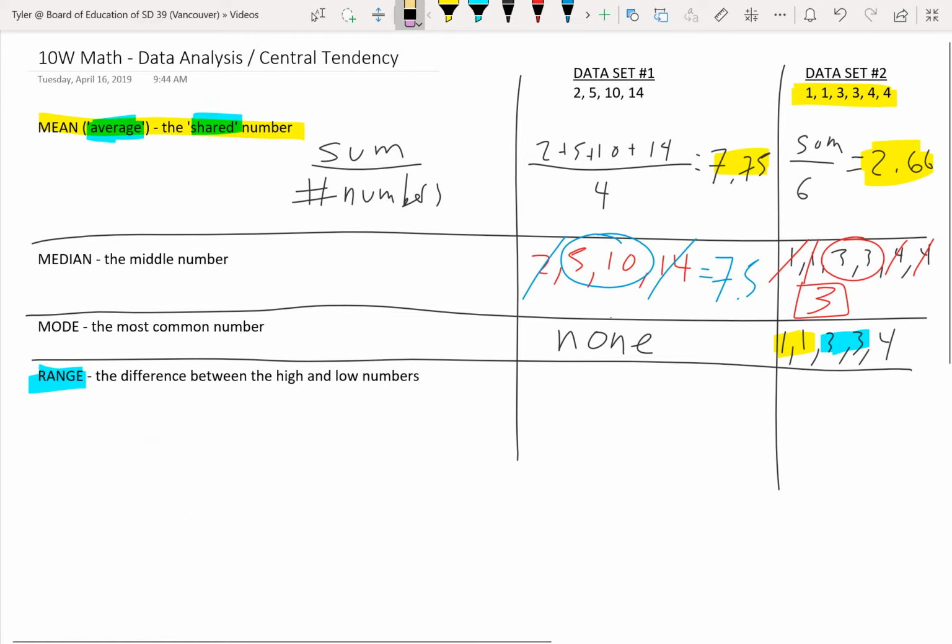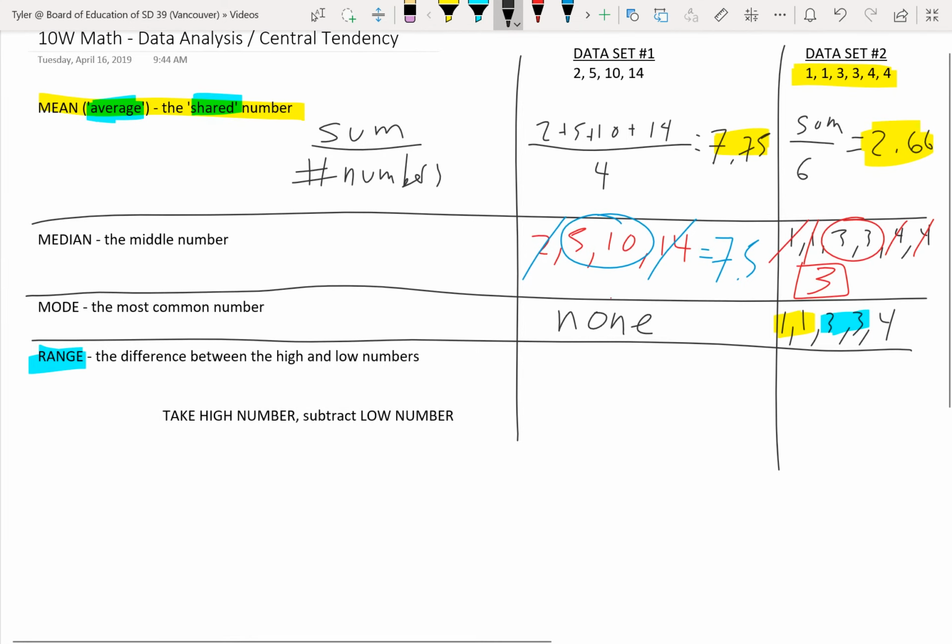It's really easy to calculate. All you do is, let me turn this off. Take high number, subtract low number. So again, it helps to have them in order. So for this one, we're going to take 14, because 14 was the highest number. Then we're going to subtract 2, because 2 was the lowest number. So 14 was the highest, 2 is the lowest. When you do that, you end up getting 12.